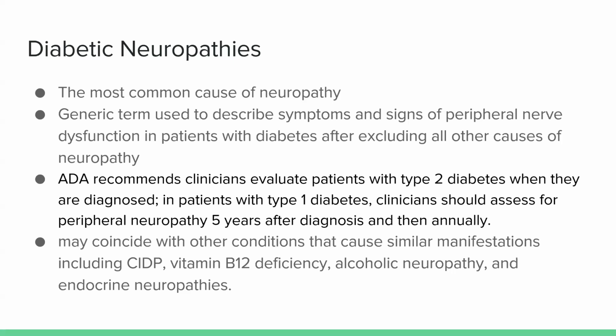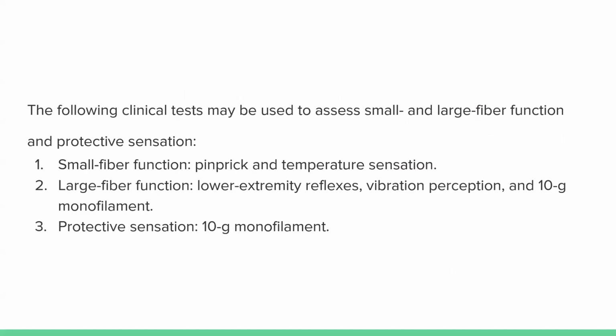I cannot overemphasize that we should exclude other causes, because diabetes is common and diabetic polyneuropathy is common as well. It may coincide with other conditions like CIDP, B12 deficiency, and alcohol neuropathy, and these are treatable and their prognosis is quite different from diabetic neuropathy.